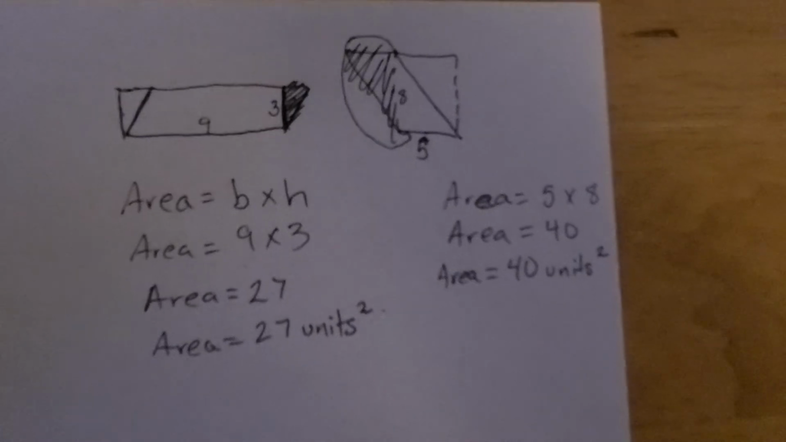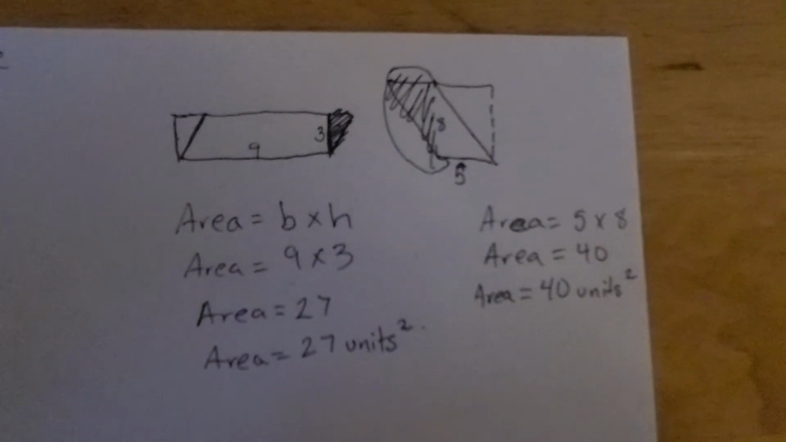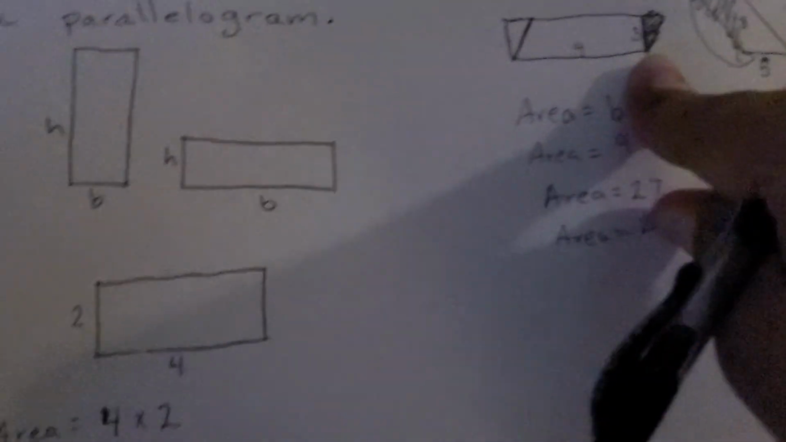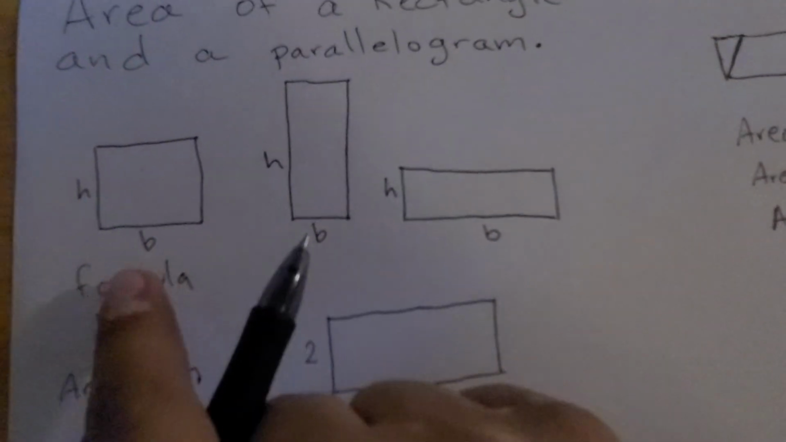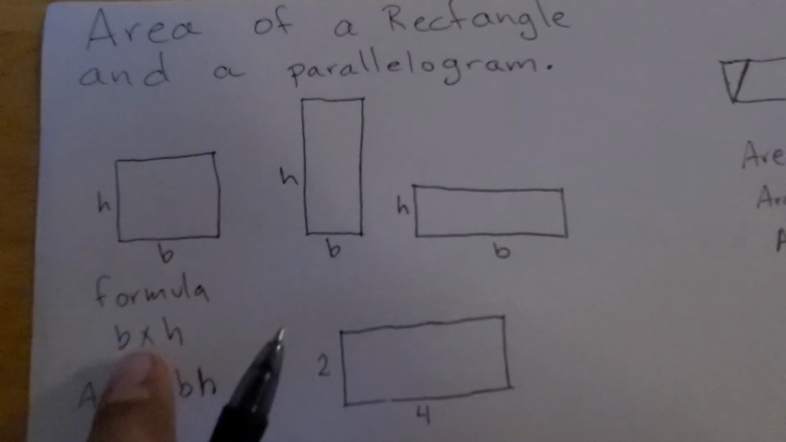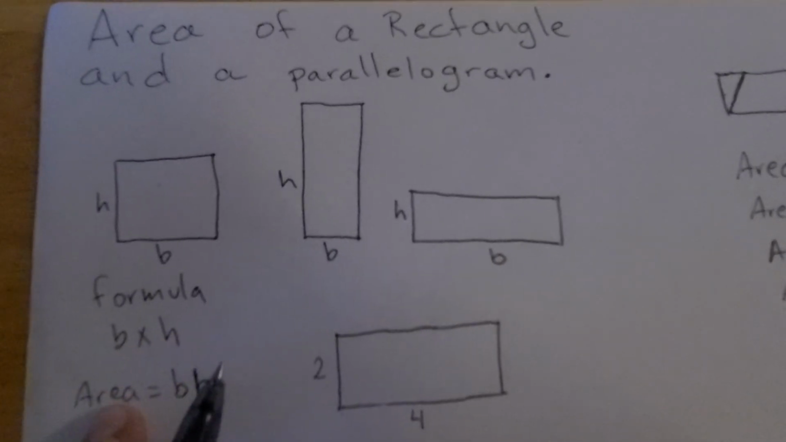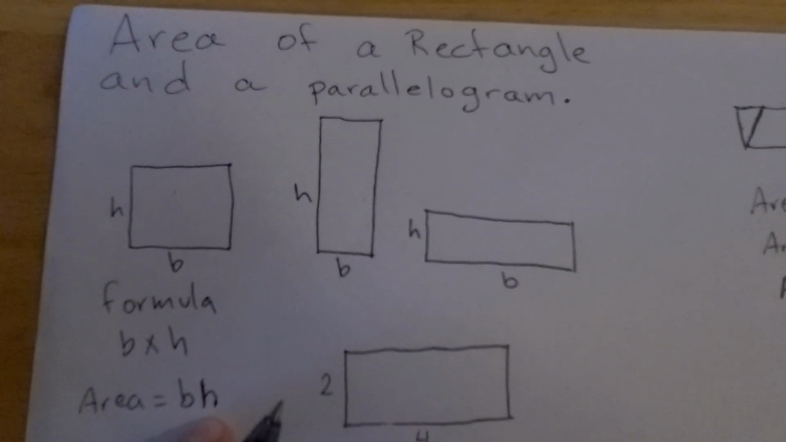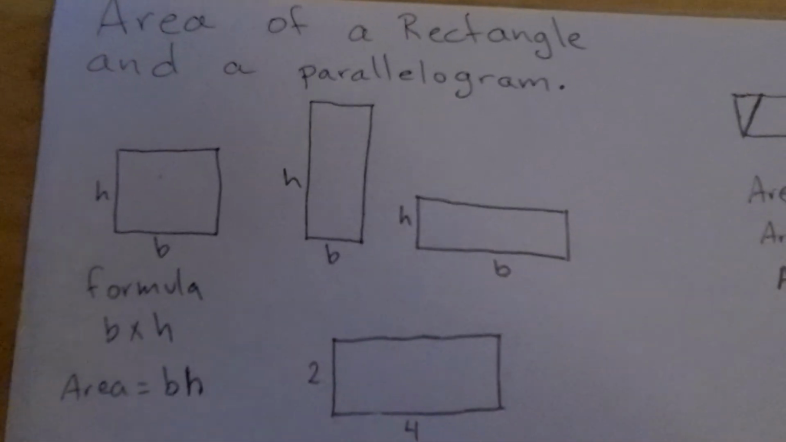Okay? So remember, for parallelograms, rectangles, and squares, the formula will always be base times height. So area equals base times height, or BH.